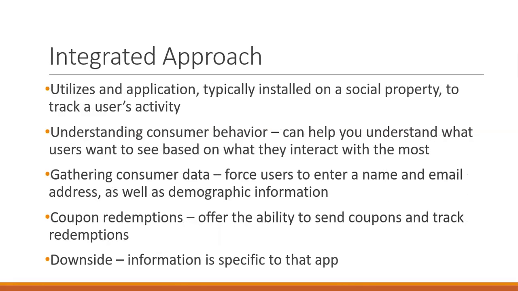The next is an integrated approach. So this is where we use specific properties to use a user's activity, such as an app. So we force users to enter information for us. And if we send them a coupon through an app or through a text message, we can track the redemptions. The downside of an integrated approach is that it's specific to whatever platform you're using. So you have to create something new for every single platform.